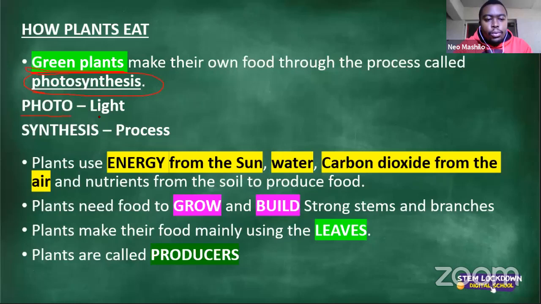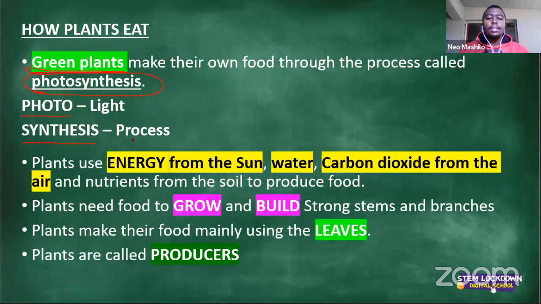The word photo means light. So wherever you see the word photo, you must know there is light involved. That's why we take a photograph, because then you need light. If you take a photograph without a flashlight, especially in the dark, then your picture doesn't come out nicely. So the word photo means light, and the word synthesis means process. So overall, this is what photosynthesis is.